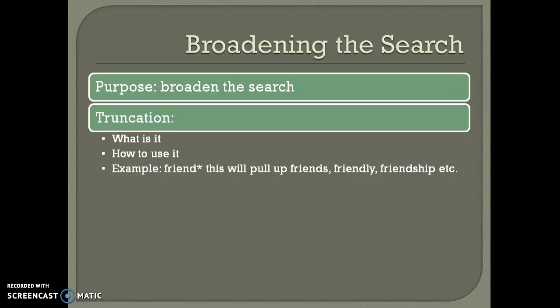To use truncation, you will use a symbol that will replace the end of a word. The word will be cut off and the truncation symbol will replace the end of the word. This will then search for that word plus any ending for that word. One problem with using truncation is that the end result may be too broad.